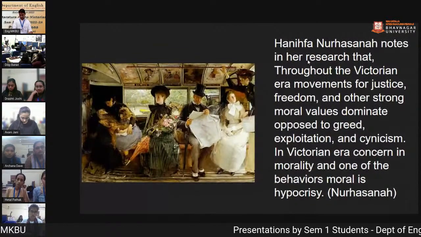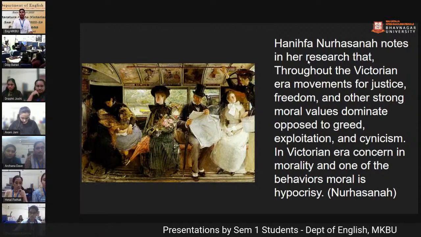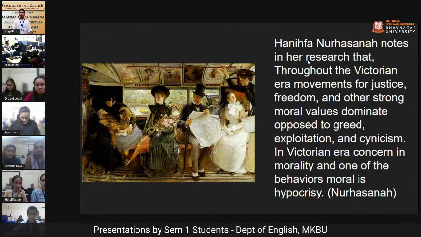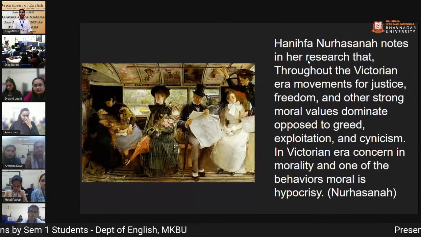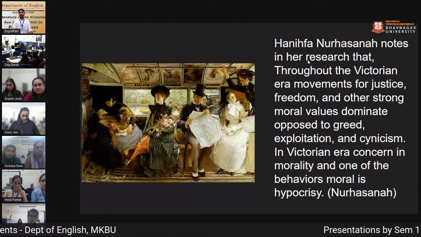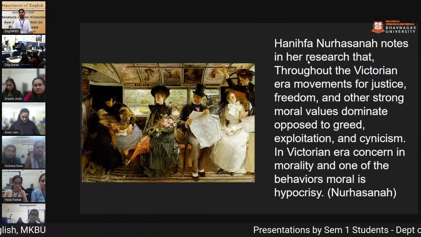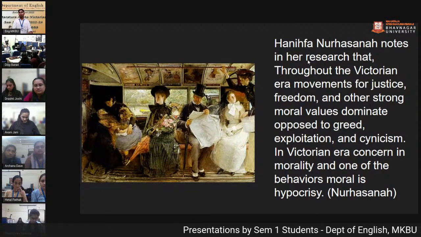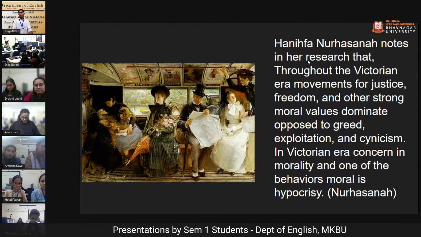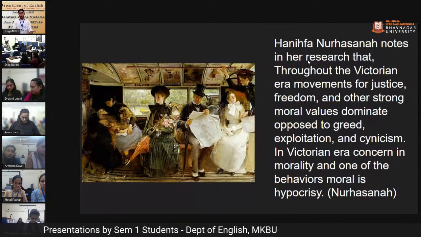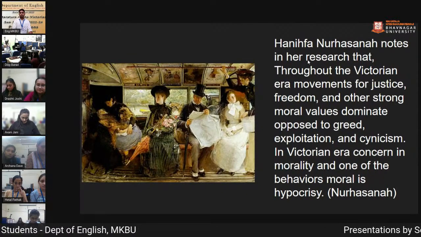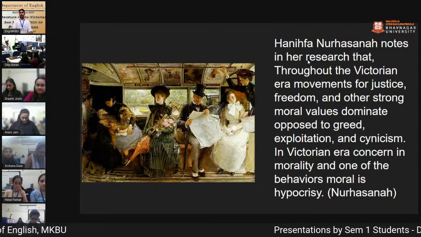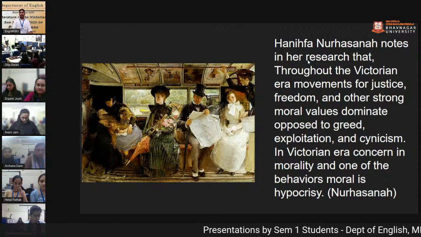Hanifa Nursana has noted in her research that throughout the Victorian era, movements for justice, freedom, and other strong moral values dominated, opposed to greed, exploitation, and cynicism. In the Victorian era, there was concern for morality, and one of the moral behaviors was hypocrisy.